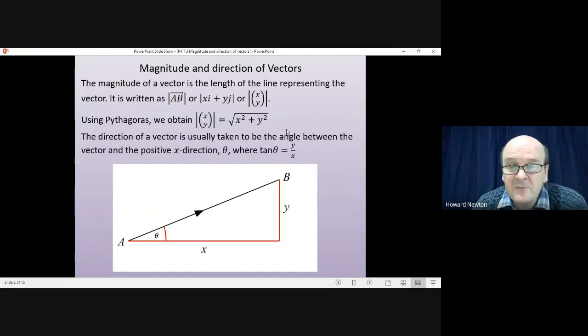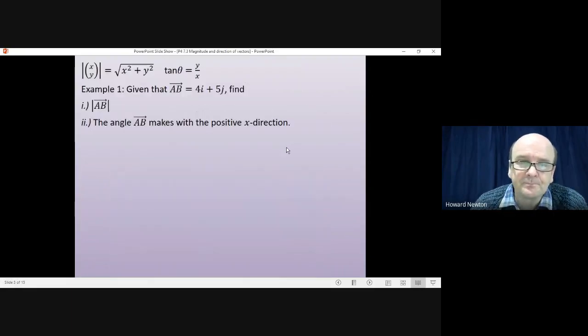To find the direction of a vector, it's usually taken to be the angle between the vector and the positive x direction. That angle there, theta, where we use trigonometry to work out the size of theta. The tangent of theta will be opposite over adjacent, which is y over x. Okay, I'll let you have a go at working out what this means in practice. So given the vector AB, 4i plus 5j, find its magnitude and find the angle that it makes with the positive x direction. So pause the video, have a go, and come back to me when you're ready.